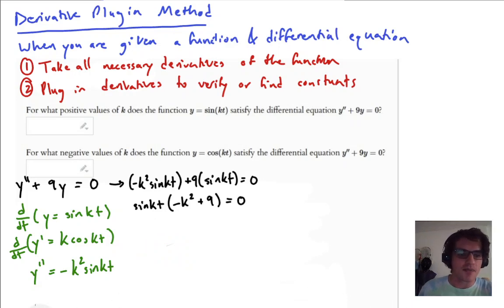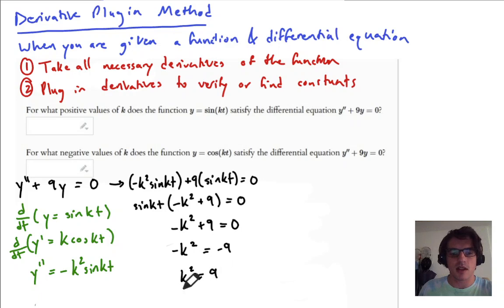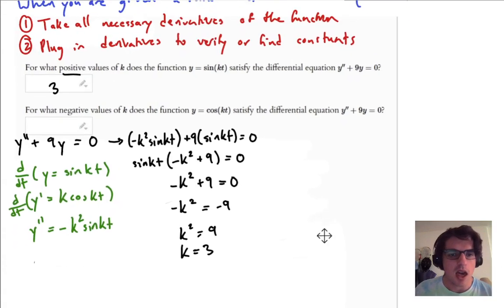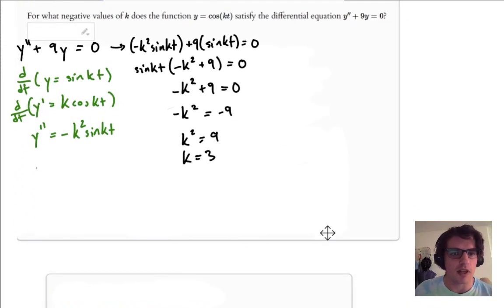Okay. So we can set negative k squared plus 9 equal to 0. Negative k squared equals negative 9, k squared equals 9, k equals 3, and also negative 3, but it's asking for the positive values, so we'll say 3. Okay, so this is the derivative plug-in method. We took the derivative and plugged it in. Let's do the same for the next equation.